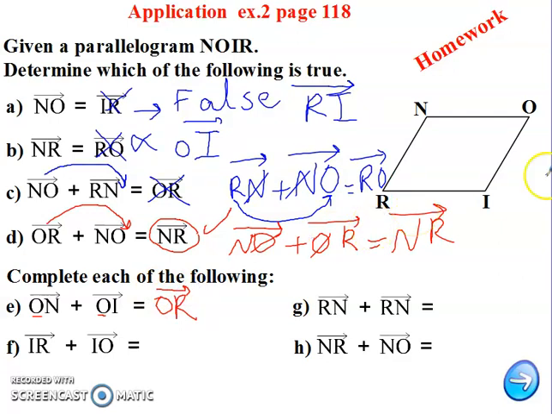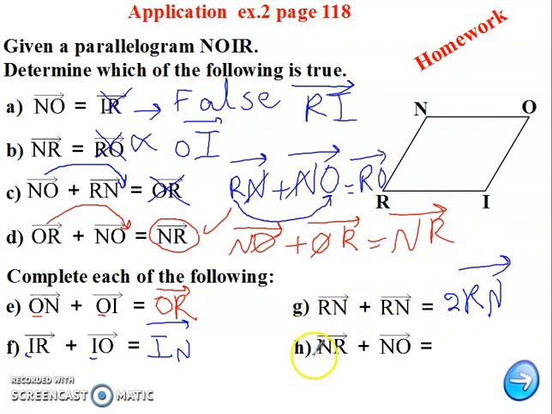The next one, vector IR plus vector IO. Adding two vectors starting from the same point I is the parallelogram rule. Their sum is the diagonal vector, which is IN, since they start from the same point I. Here, RN plus RN, also it is the sum of a vector with itself. It is equal simply to twice vector RN. Any quantity added to itself is multiplied by 2.